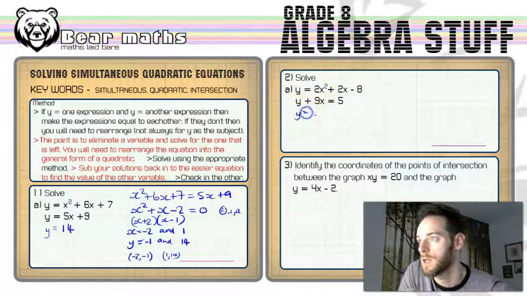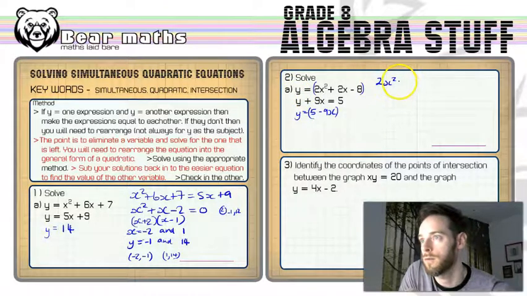So y equals, all we've got to do is take away the positive 9x from that side. So that'd be 5 minus 9x. Now, that term is equal to that term, okay? Because they are both y equals and y equals. So we write it out as 2x squared, and it's more difficult because we've got the 2 in front of the x squared here. Plus 2x minus 8 is equal to 5 minus 9x.